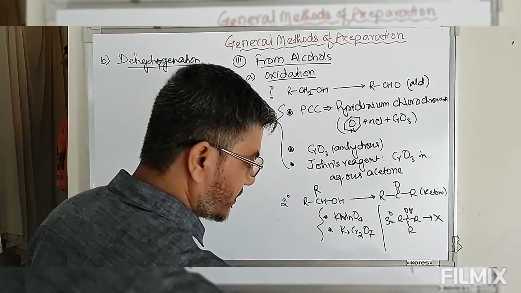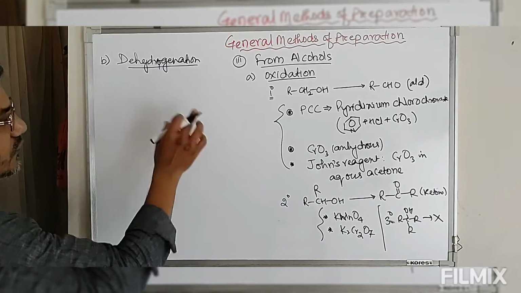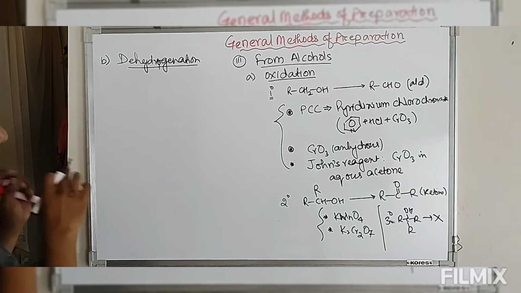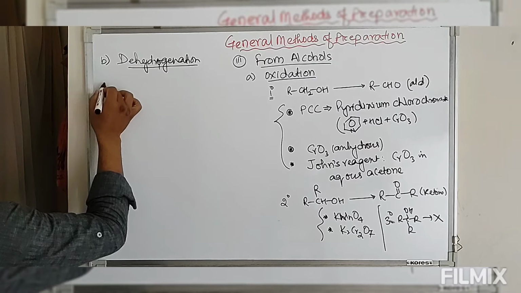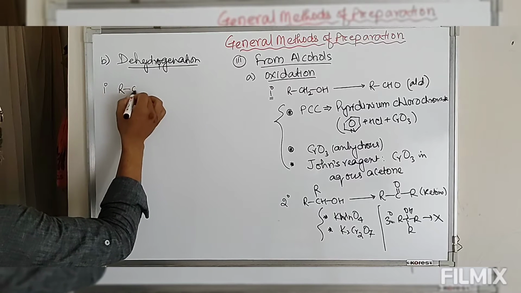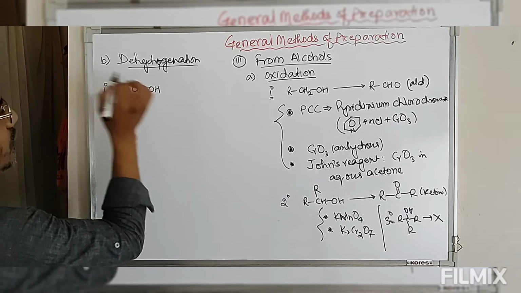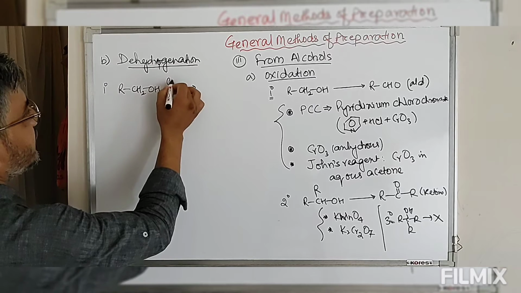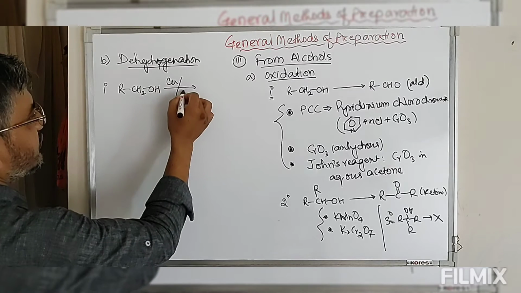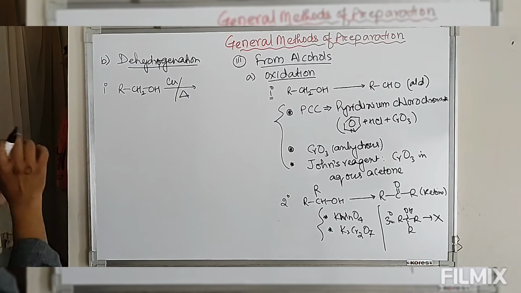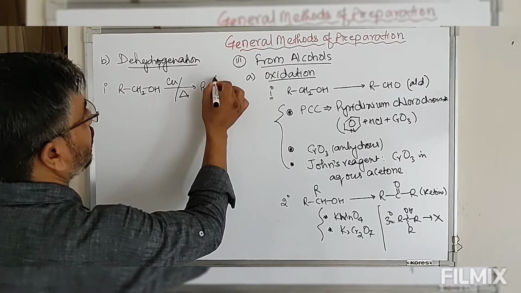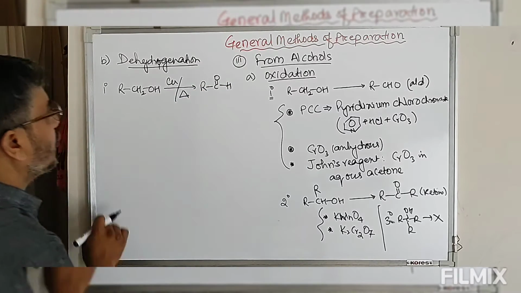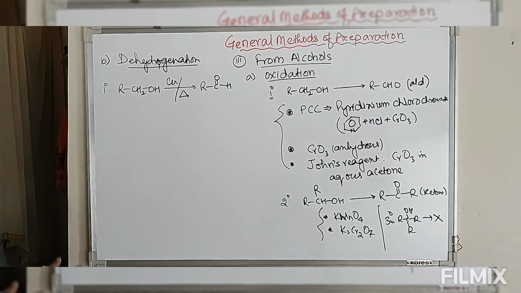Dehydrogenation. Now for this dehydrogenation, the alcohol is heated with copper. Suppose we start with primary alcohol RCH2OH. All primary alcohols on heating with copper powder undergo removal of a molecule of hydrogen, and this gives you aldehyde. So all primary alcohols on heating with copper powder give you aldehyde.